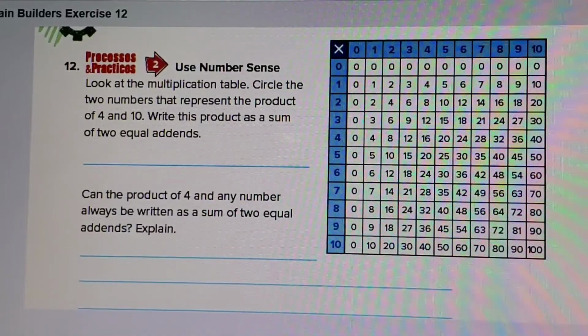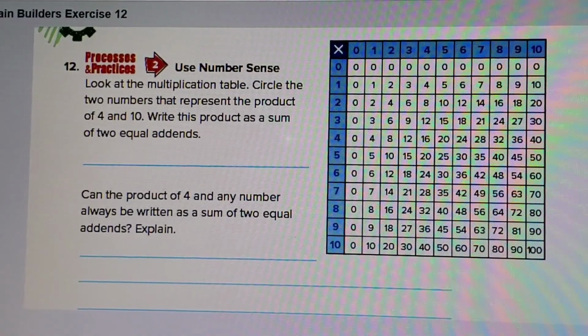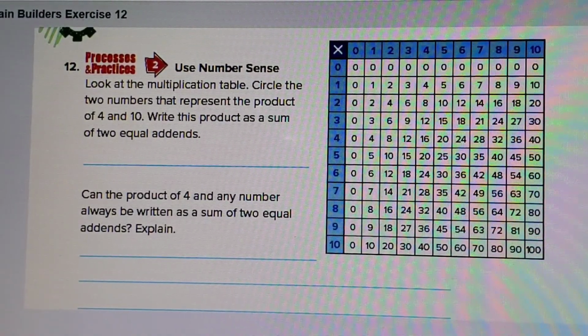Number 12, use number sense. Look at the multiplication table. Circle the 2 numbers that represent the product of 4 and 10. Write this product as a sum of 2 equal addends.